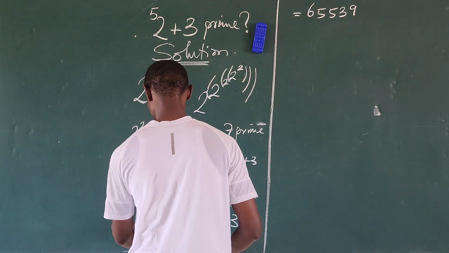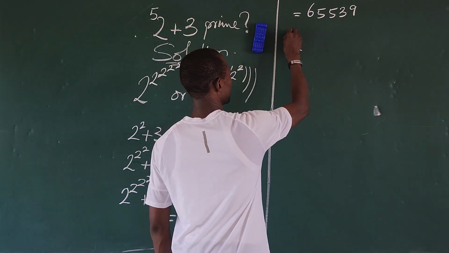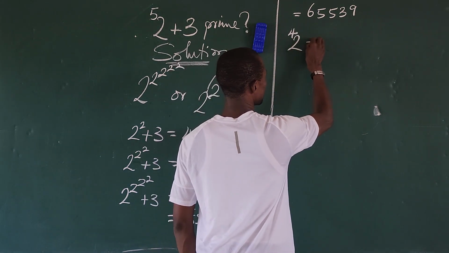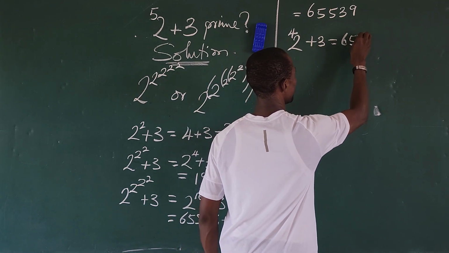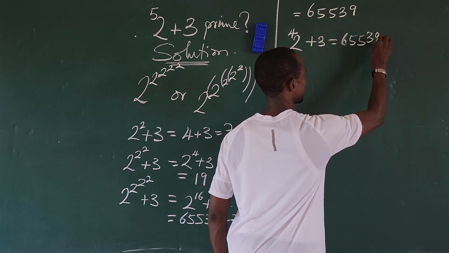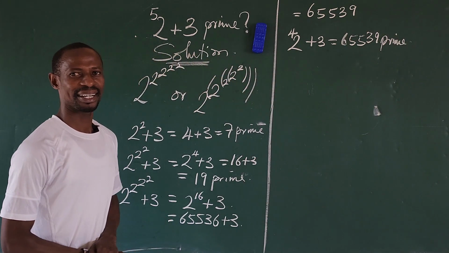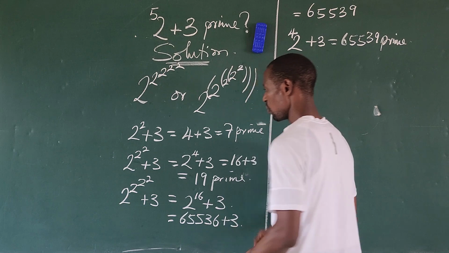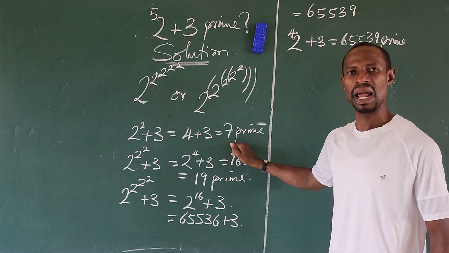And so we can end up by saying that our 2 tetrated 4 plus 3 is equal to 65539. This is also a prime number. So look at the series here now. We'll check for this now. We've discovered that this is a prime number.